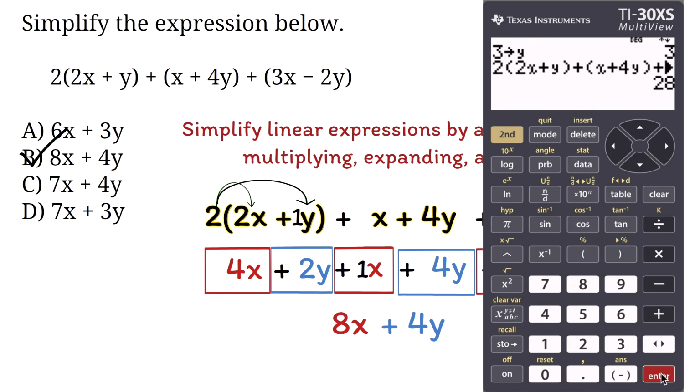So we will check the multiple choice answers to see which one gives 28. We will notice that when we input option B into the calculator and press enter, we will get 28, just like the original expression. So we know option B is the correct answer.